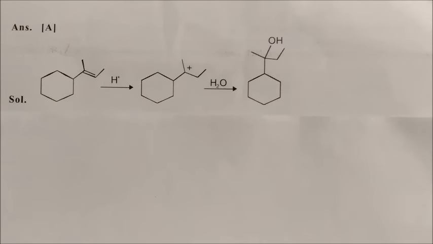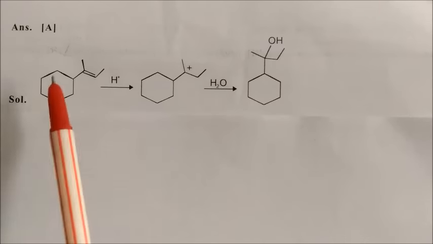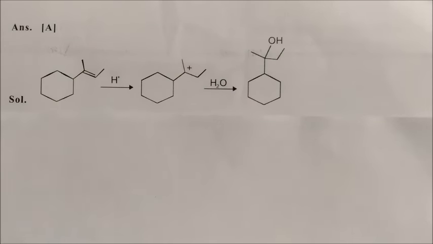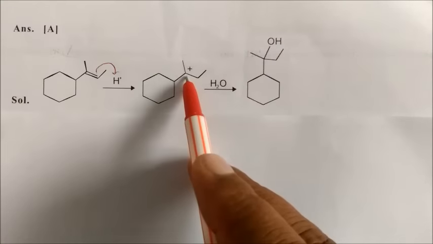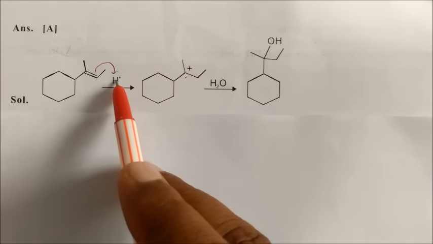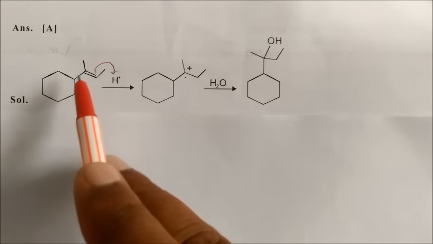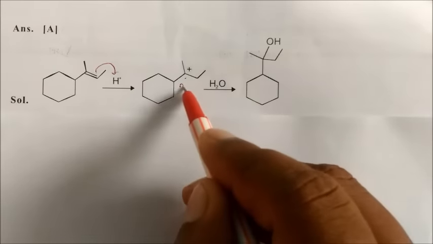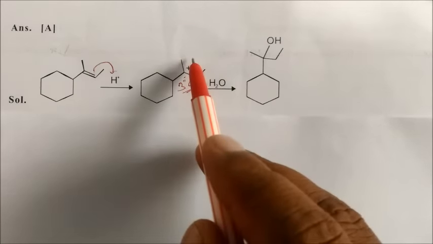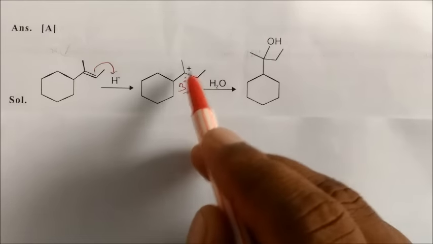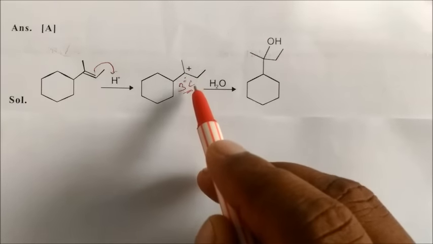So this is the reactant. The pi electron will first attack on H plus. If it attacks H plus, we get a positive charge, and the H plus will be added at the position such that the carbocation forms at the tertiary carbon, because the tertiary carbocation is more stable. Now water will attack, so the OH will be on this side as per the Markovnikov rule, and hydrogen will be on the other side.